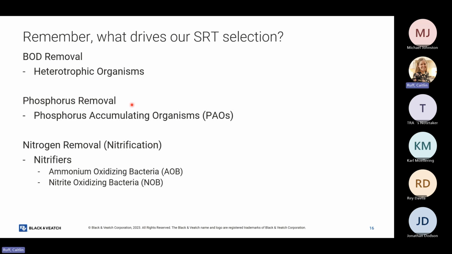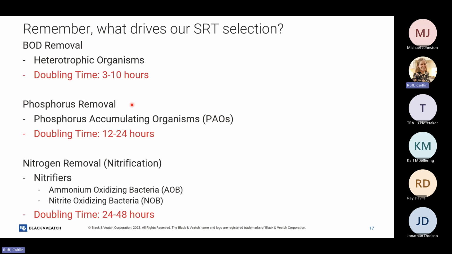And so we talked about last time that our nitrifiers were the slowest growers. So they're the ones that drive our SRT. They require a doubling time of 1 to 2 days typically. And so that's a consideration we have to take into account with our nitrifiers: making sure we have an adequate SRT to let them grow and do what they need to do.